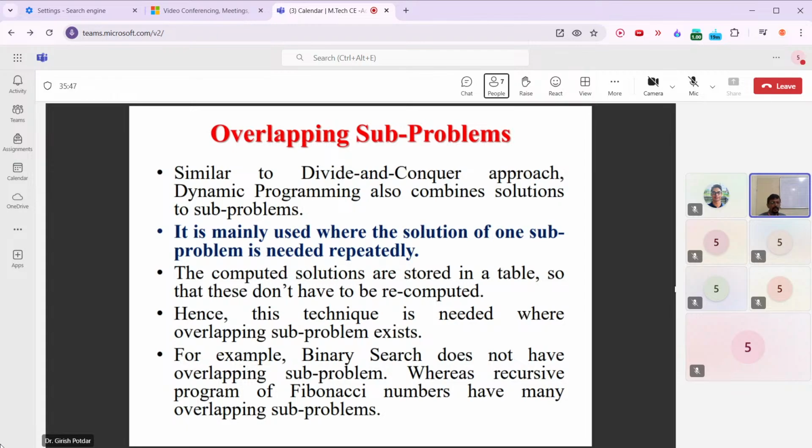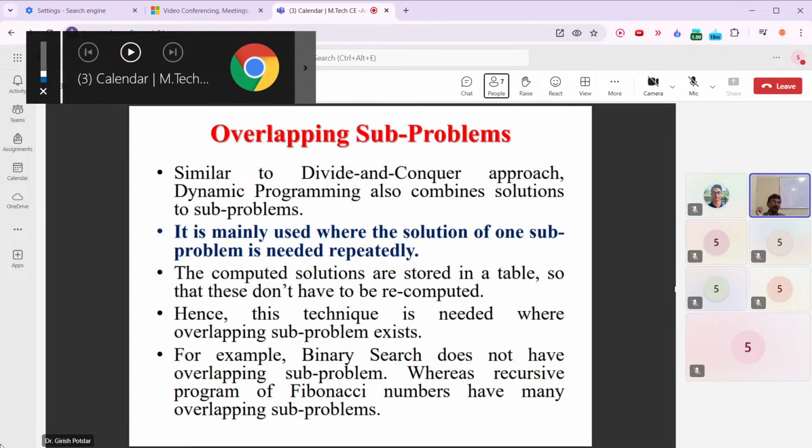For example, binary search does not have overlapping subproblems. It doesn't have overlapping, left, right, binary search is done. So therefore, dynamic programming is of no use. We go for divide and conquer. Now, if you look at recursive Fibonacci numbers, where overlapping subproblems are there, divide and conquer won't help. There dynamic programming comes into the picture.